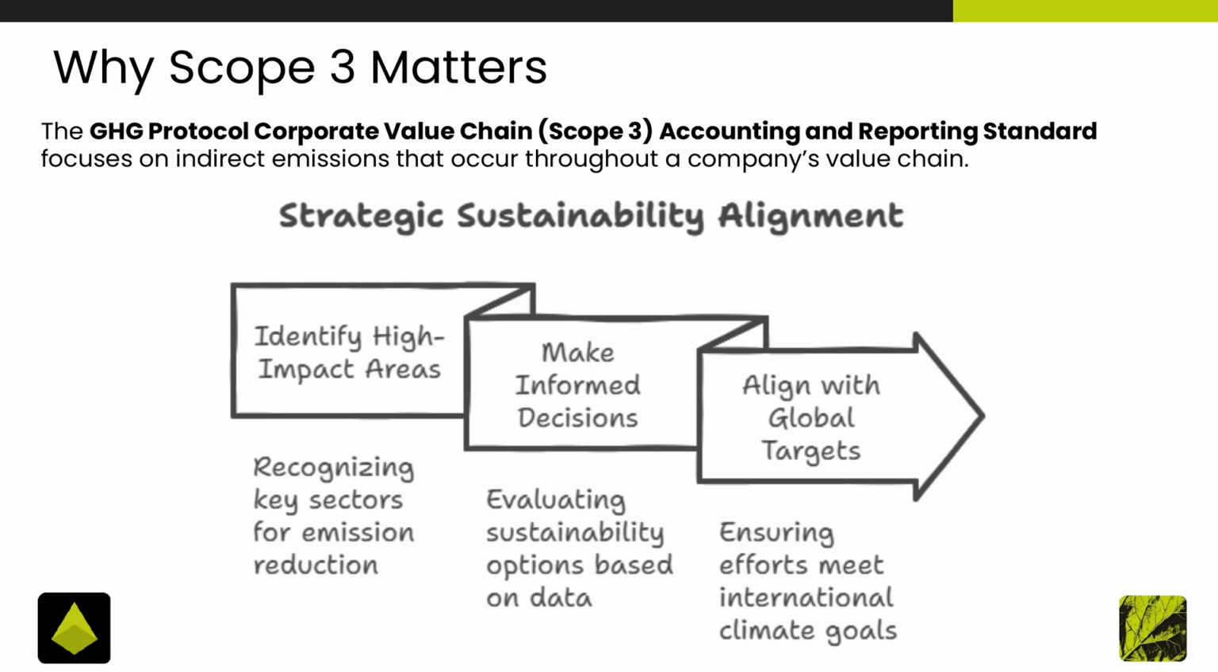Let's explore why Scope 3 matters. The GHG Protocol Corporate Value Chain Standard targets those indirect emissions throughout a company's value chain. It helps in identifying high-impact areas, making informed decisions, and aligning efforts with global targets. By evaluating sustainable options and meeting international climate goals, businesses can drive real change.